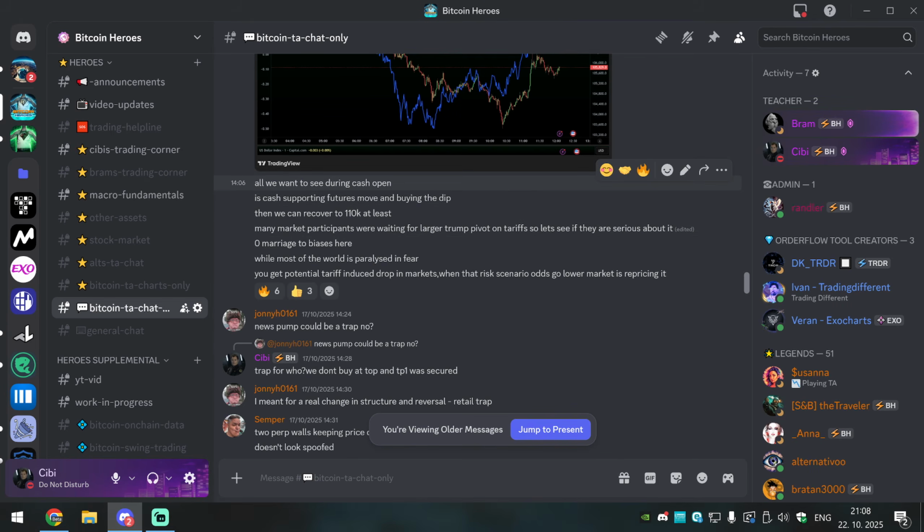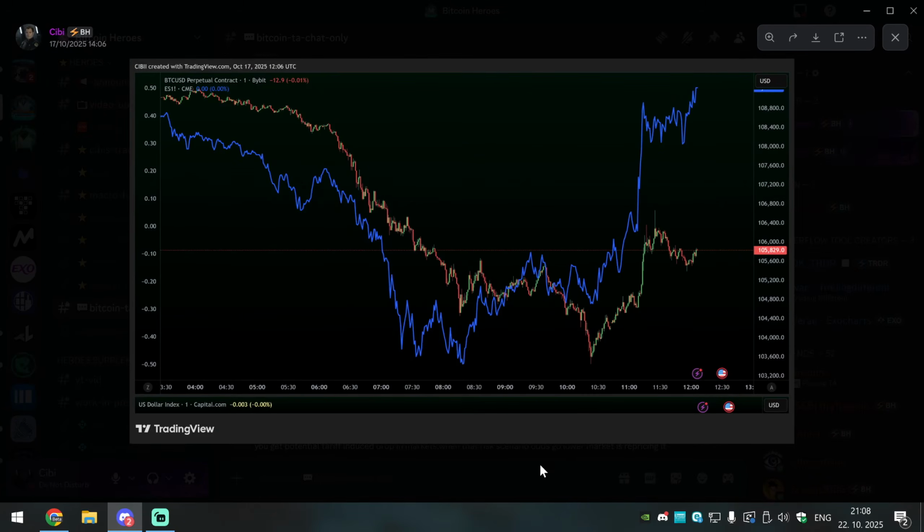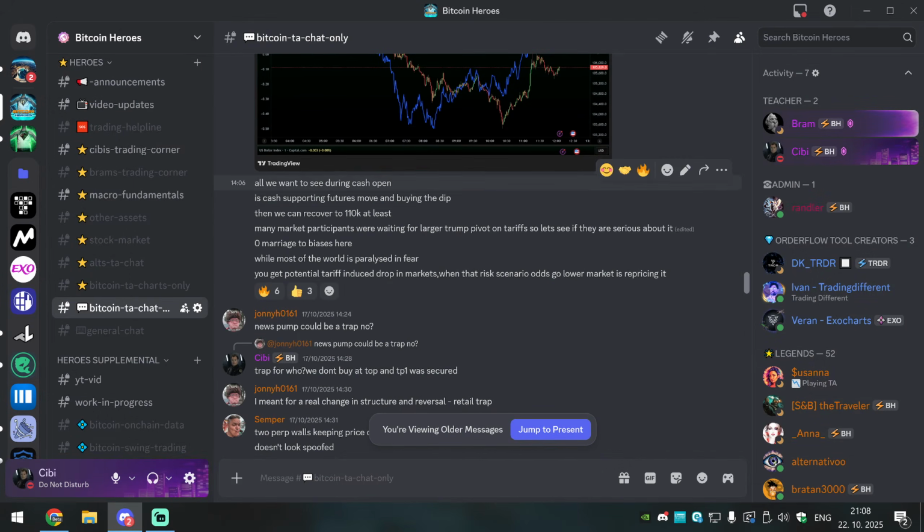All we want to see during cash open is cash supporting futures move to buying the dip. Then we can recover to 110k at least. This actually took a few days, but we did so. So immediately, even if you are pushing when you are taking positions here, you are trying to prepare your future expectations, what price might do, and we did so.